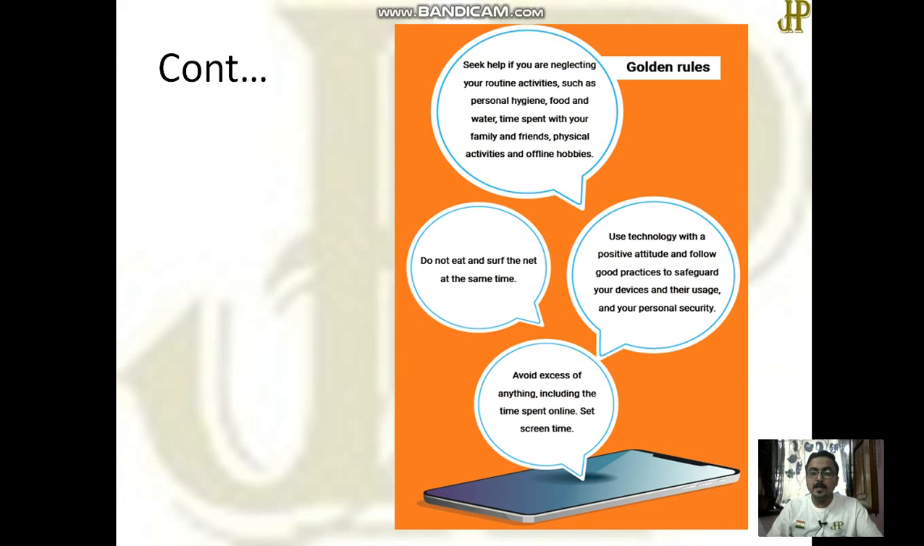If you are seeing some negative messages or activities, such as personal hygiene, food and water, time spent with your family and friends, doing some offline hobbies, these are some golden rules through which you can maintain and balance the offline and online activities.